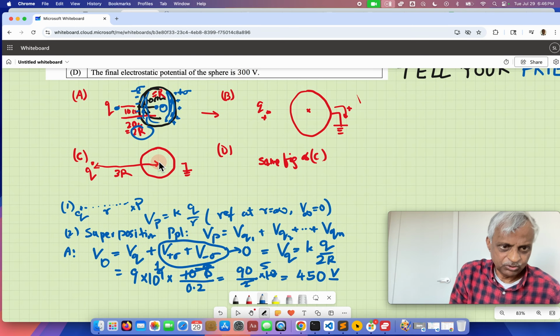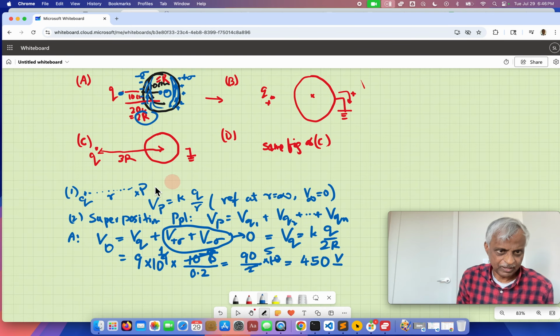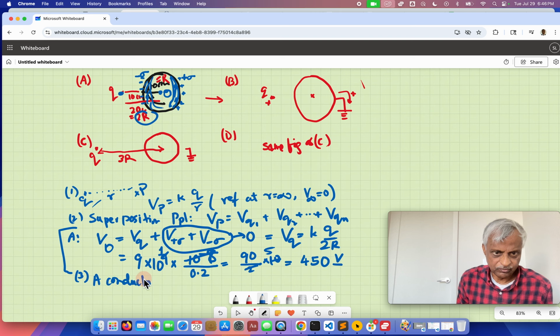So the third thing we should write down, which we are going to use, is that a conductor is an equipotential body.